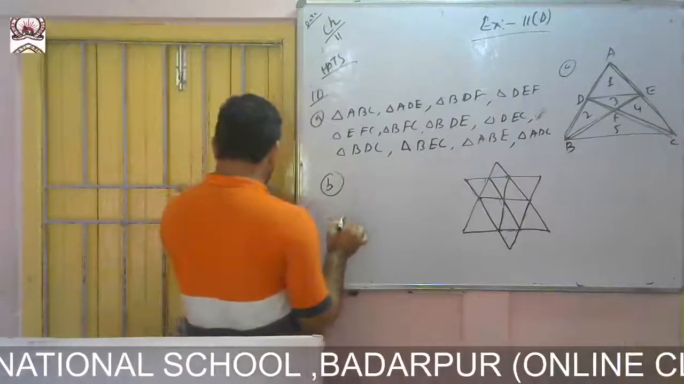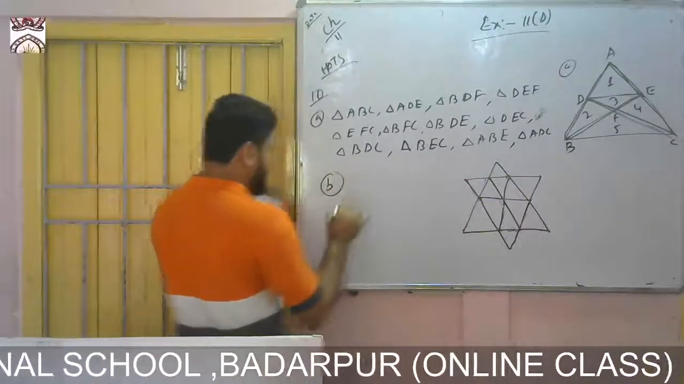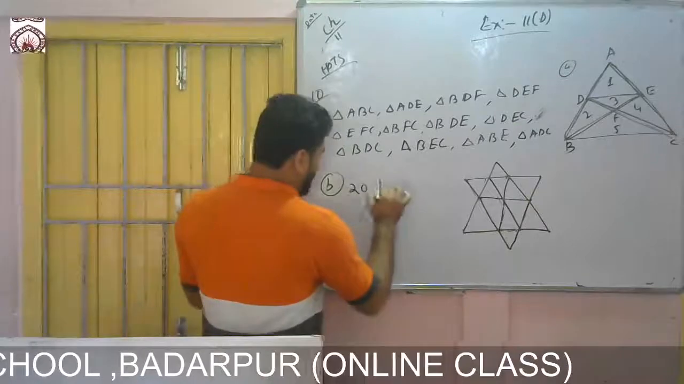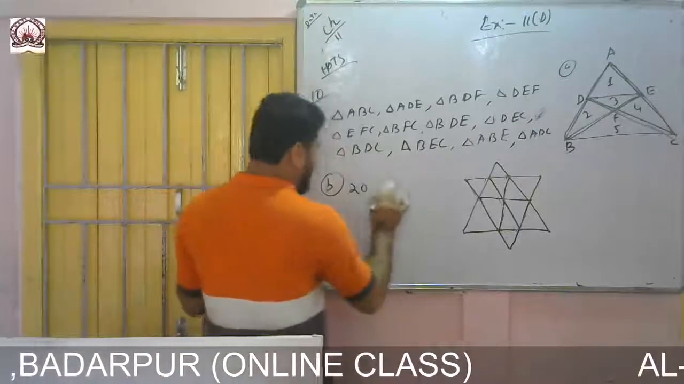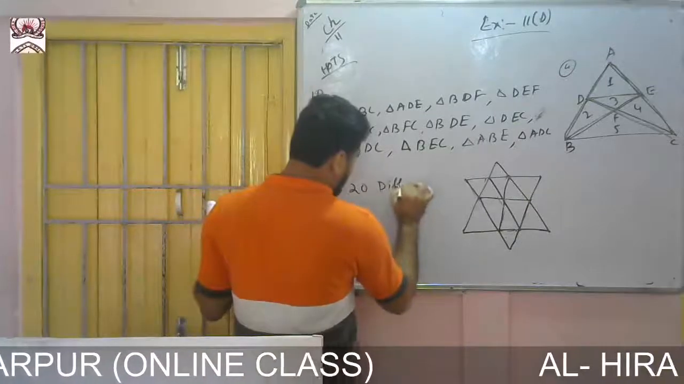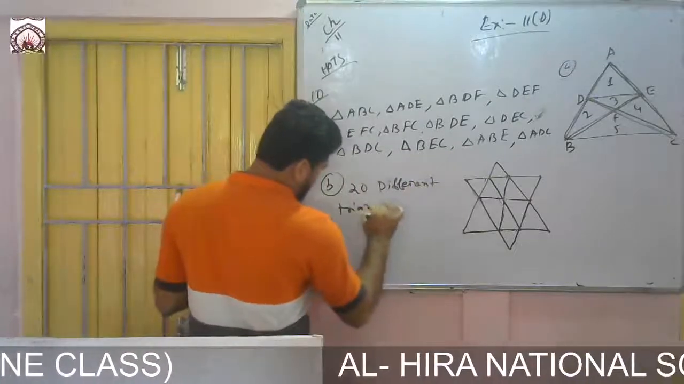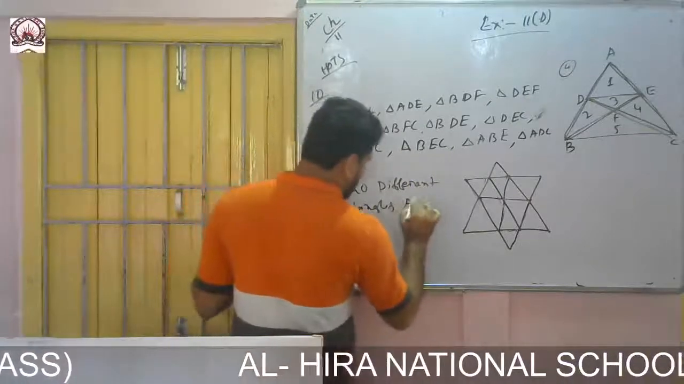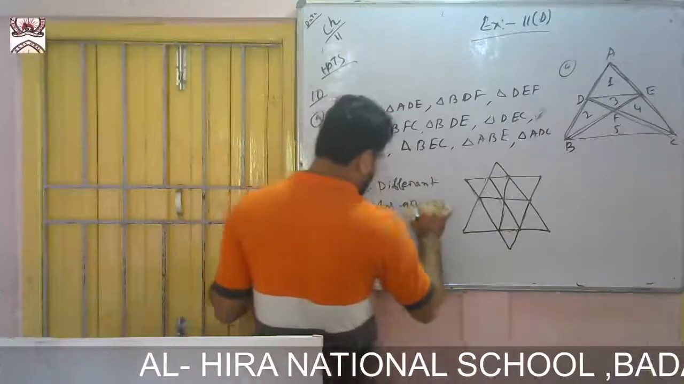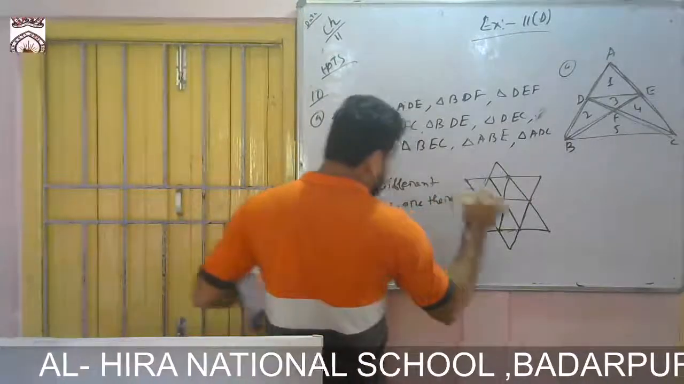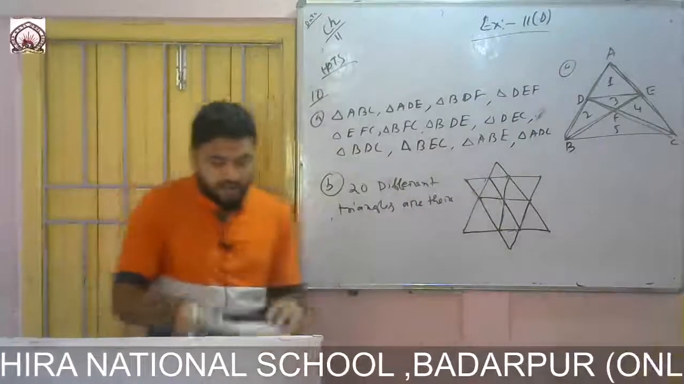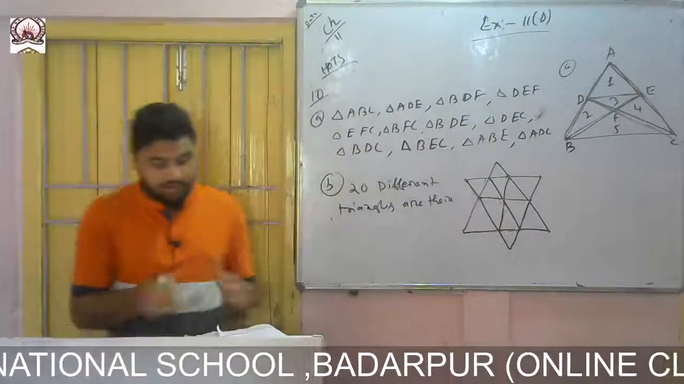How many triangles are there? 20 triangles, 20 different triangles. If you count nicely, then you find there are 20 different triangles.